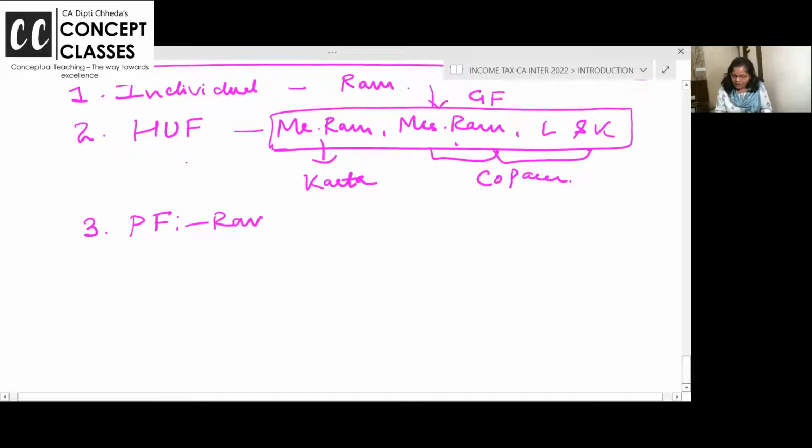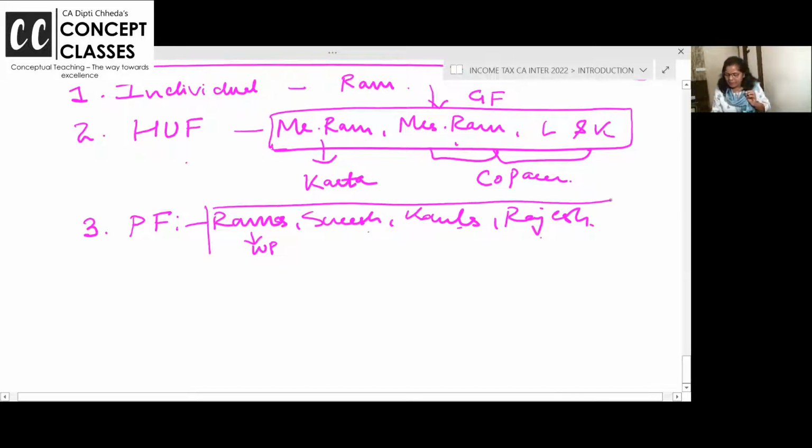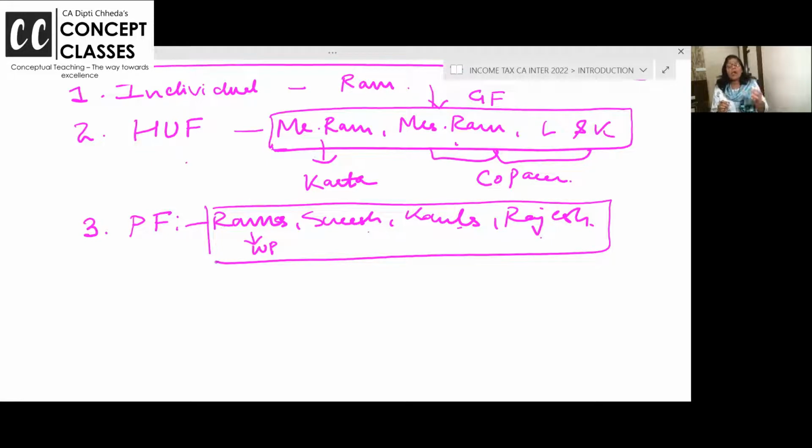Now, third is partnership firm. You all know this. What is it? Ramesh, Suresh, Kamlesh, Rajesh. They all come together to form a partnership firm. They are having their individual income. Ramesh is having his own income and he's filing his return. But if Ramesh is the working partner and they are sleeping partners, they have just contributed money. And this is a partnership firm. Should partnership firm pay the tax as a firm, as a person, on whatever income the firm has earned?